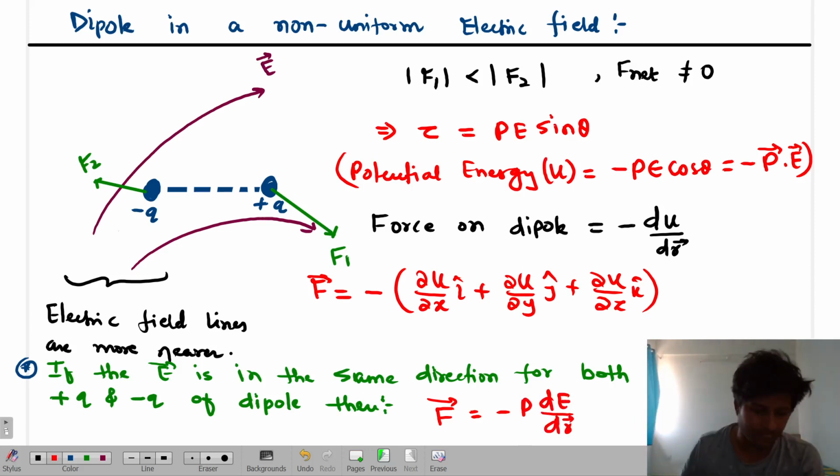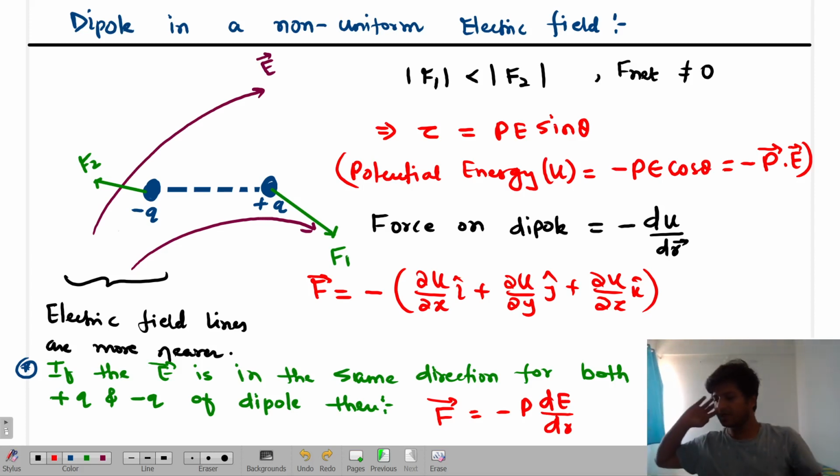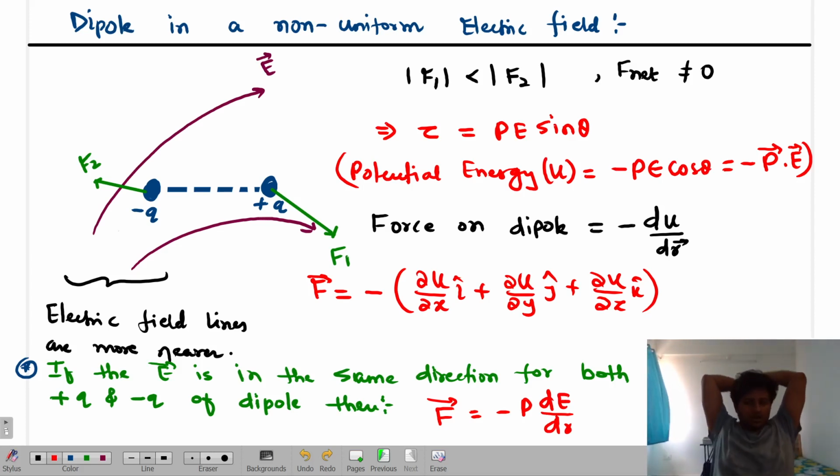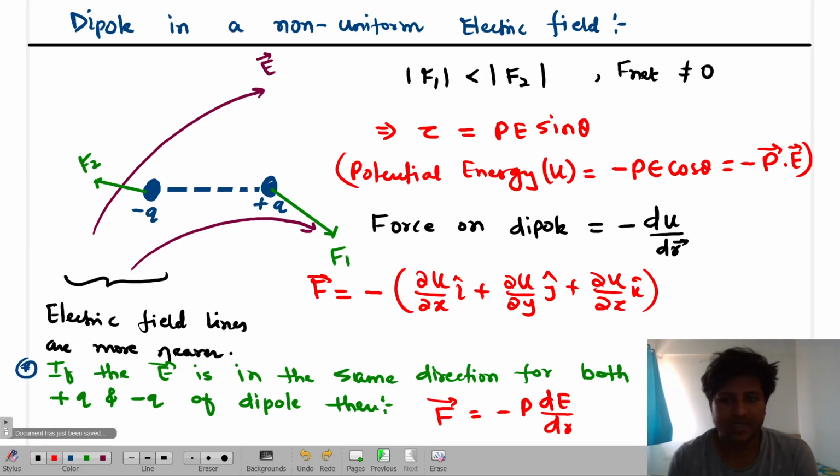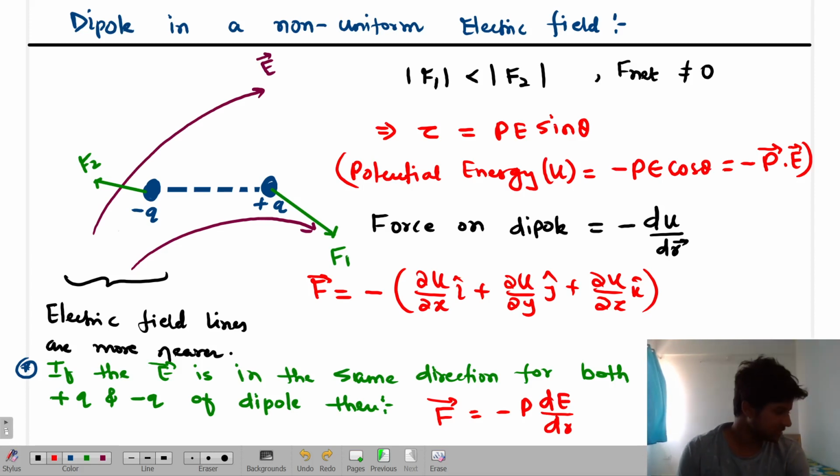Are you able to get me? So that's your dipole in a non-uniform electric field. Is that clear? So we have two cases: uniform electric field and non-uniform electric field. In a non-uniform electric field, we mainly focus on the force on the dipole because the torque is still the same, which is p sine theta. Potential energy is still the same, which is p cos theta. But the force is non-zero, and that's why we calculate the force equation for the potential and electric field equation. Is that clear?